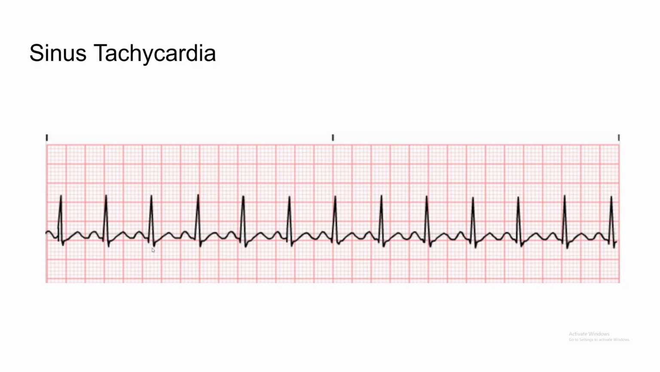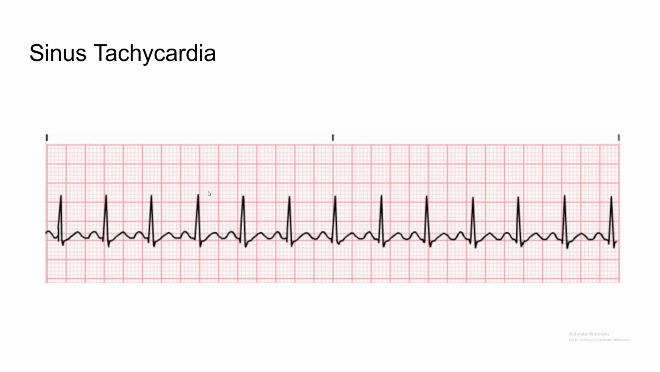Still got a P wave. It's still a narrow QRS. Fits all of our other criteria. It's sinus. We know that the electrical conduction is coming from the SA node. We know this is sinus tachycardia, 100%. It's regular. It looks regular to me. Sinus tachycardia is a narrow, regular rhythm, heart rate over 100.